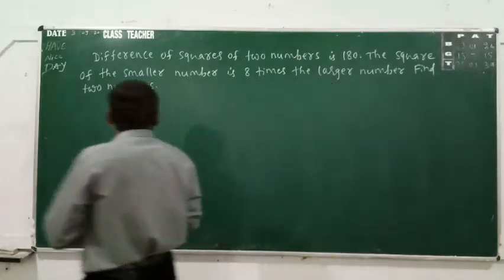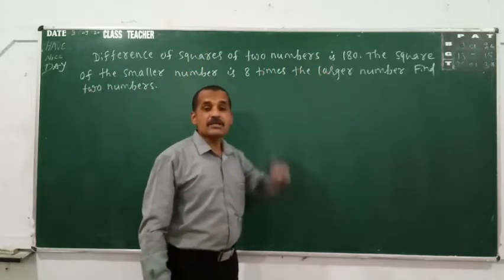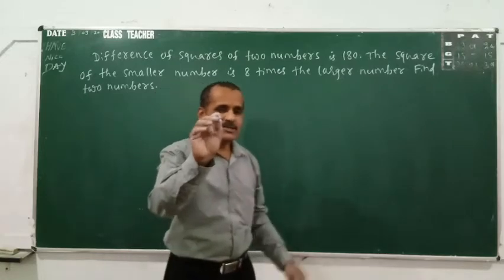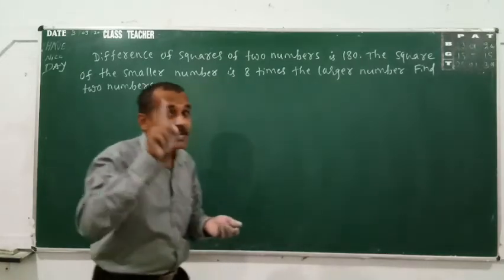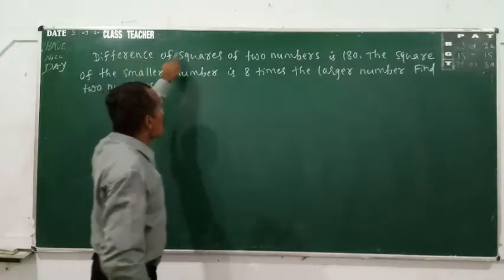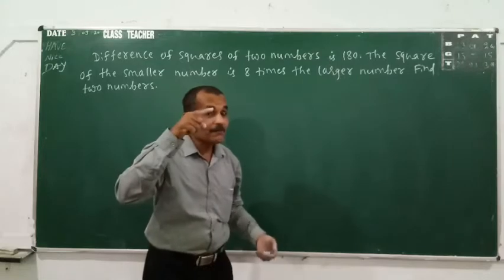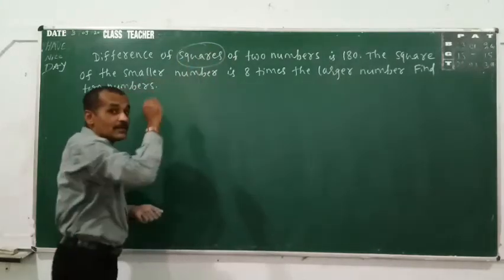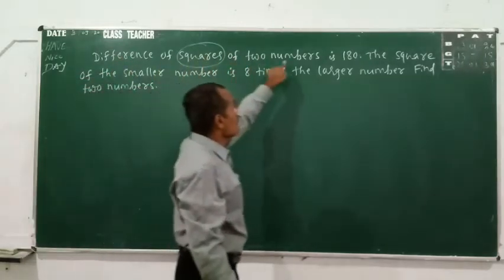Okay, what they say: the difference of squares of 2 numbers is 180. Just wait and listen, don't try to solve this problem yet. See, had it been a problem of the difference of 2 numbers is 180, such a problem we have already solved. If the word squares is not there, then the problem will be: difference of 2 numbers is 180.